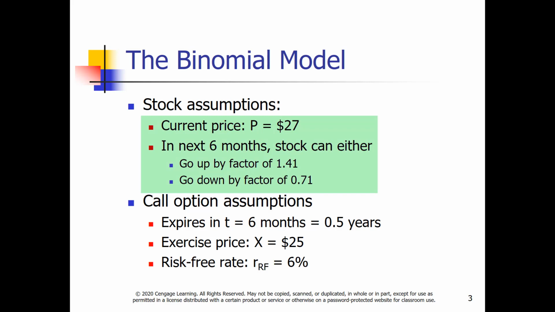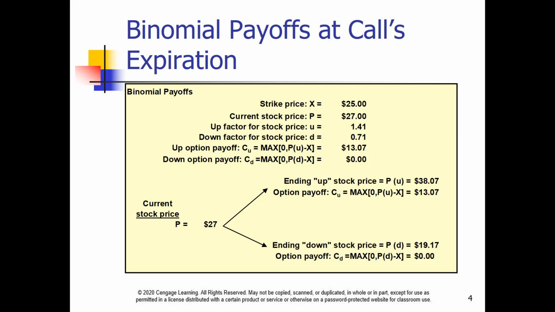Note how the stock price is described. The current price is $27. It can only go up by a factor of 1.41 or down by 0.71. Those are the only two possible values at the end of 6 months, hence binomial. The exercise price is $25, risk-free rate 6%. Putting this into chart form adds the value of the option at both the up and down legs.